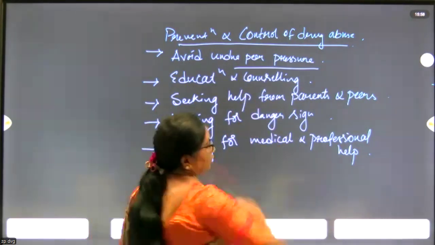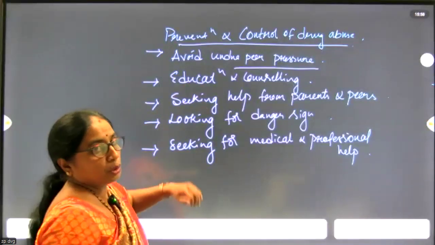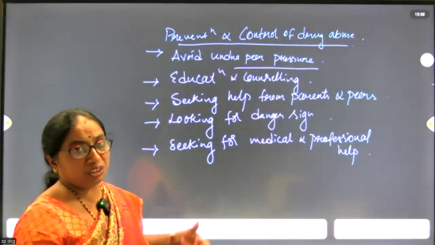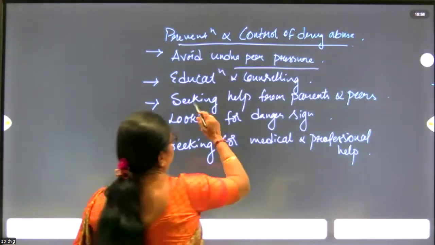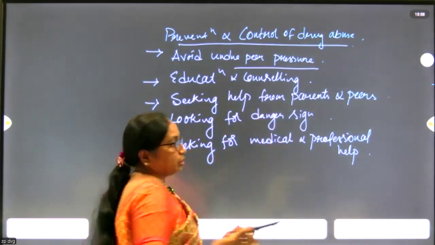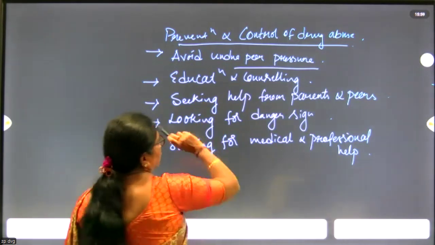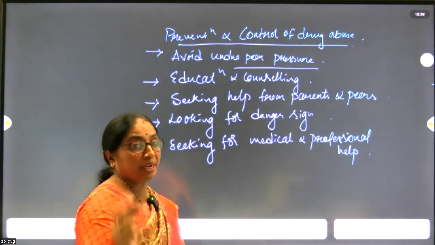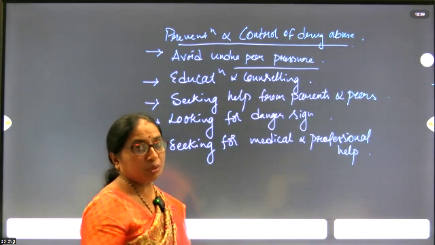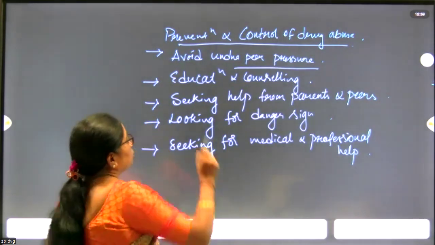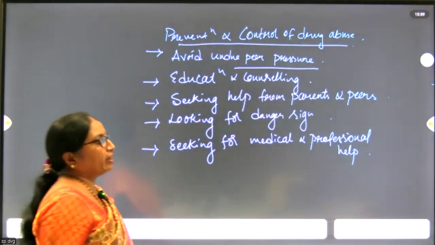Education and counseling may reduce this pressure. Sharing with friends or sharing things with the parents, educating themselves or creating an awareness through other people. When you talk about it, you'll come to know that you are on the wrong path. Parents will tell you this is wrong, this is right, you don't do this, you do this. So this is what is called education and counseling. Next, seeking help from parents and peers.